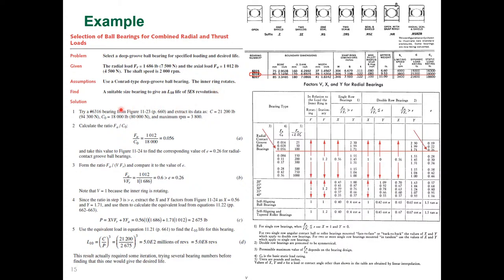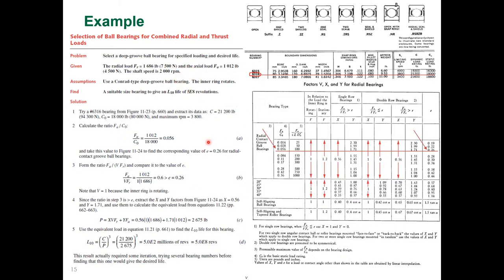Okay, so what we do is we pick a bearing, a 6316, from the table. And this is from the bottom of the table. It's one of the larger bearings here. And we get the data that the C, the dynamic load factor, is 21,200. And the static load factor is 18,000 pounds. And the max RPM is 3,800 RPM. So that'll satisfy the 2,000 RPM requirement.